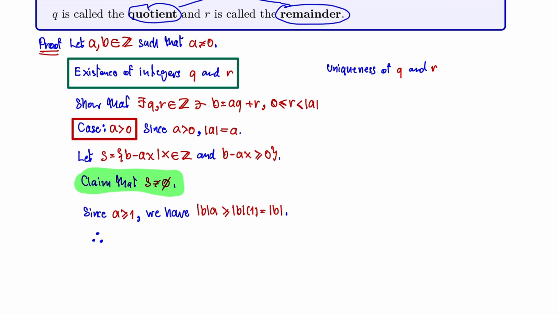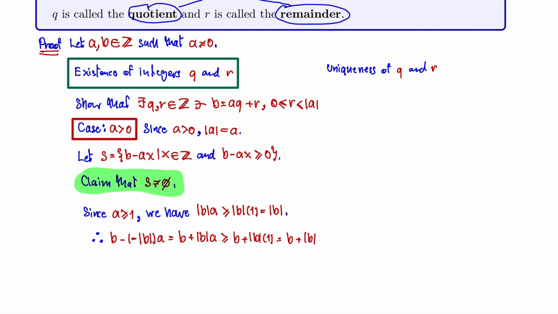Alright, then what do we have? I try to write the number in this form. So we're going to have b minus the absolute value of b times a. What is minus minus? Minus minus is plus, so we're going to have b plus the absolute value of b times a, and a is greater than or equal to 1, so this turns out to be greater than or equal to b plus the absolute value of b times 1, which is b plus the absolute value of b.